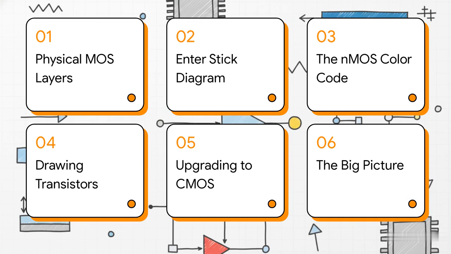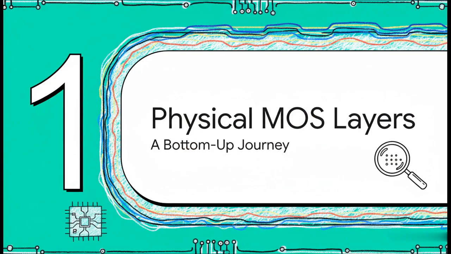Here's our roadmap for this explainer. First, the physical MOS layers. Second, enter the stick diagram. Third, the NMOS color code. Fourth, drawing the transistor. Fifth, upgrading to CMOS. And finally, the big picture. All right, first step, the physical MOS layers.